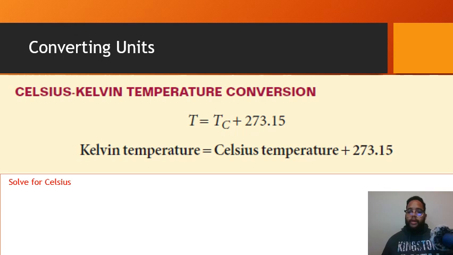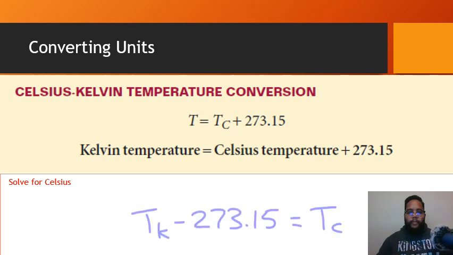All right, hopefully you paused and you got that pretty quickly. Here's what I got. All I did was subtract 273.15 on both sides. And whatever my temperature is in Kelvin, I just need to subtract 273.15 to get my temperature in Celsius. If you got it the other way around where it's TC equals, that's fine. Same thing.